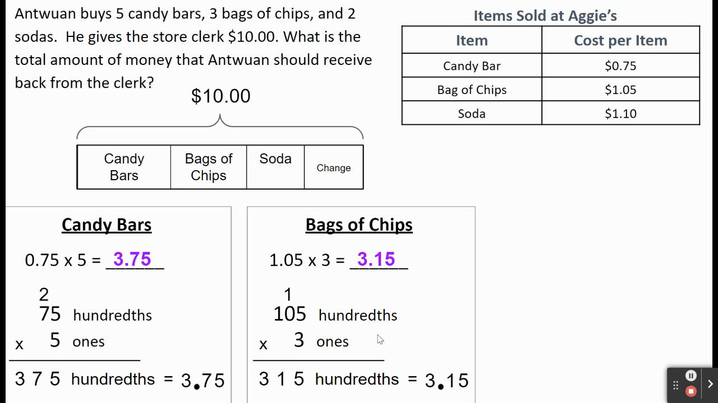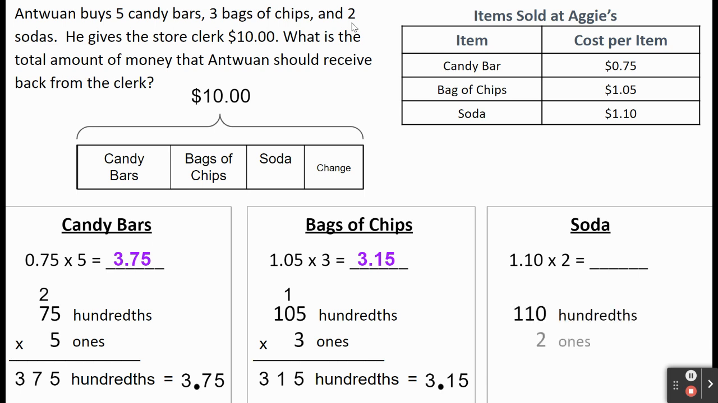Now let's find out how much money he spent on soda. So we know that each soda is going to cost $1.10, and we can see that Antoine bought 2 sodas. So let's multiply 1 and 10/100 times 2. We can write these factors vertically, which means one on top of the other. Since the 0 is in the hundredths place, we can write this as 110 hundredths.